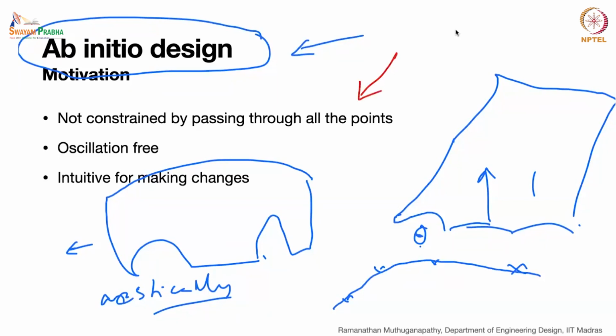It's not going to be constrained by passing through all the points. And then we'll see that it is going to be very oscillation free. I will show you that. And then you can see that it's going to be much more intuitive for making changes. That is why I want to use the GUI, and unfortunately it is a little bit of an issue.